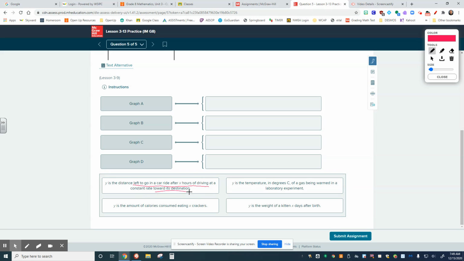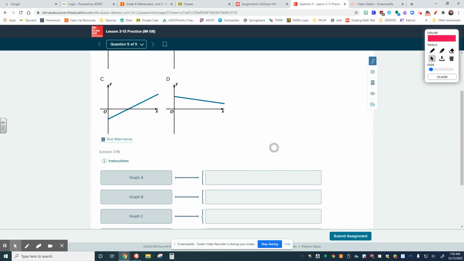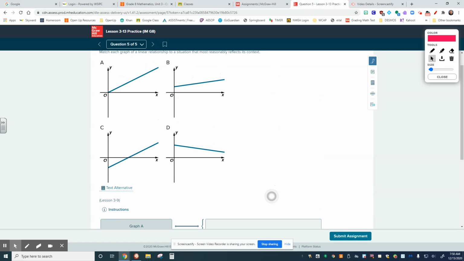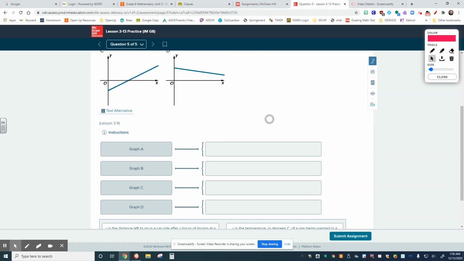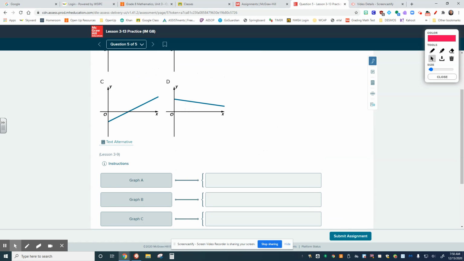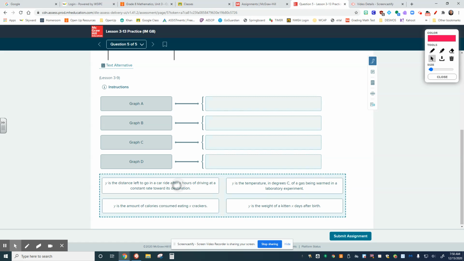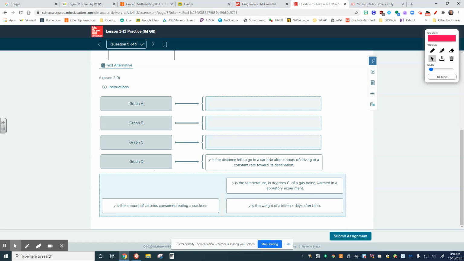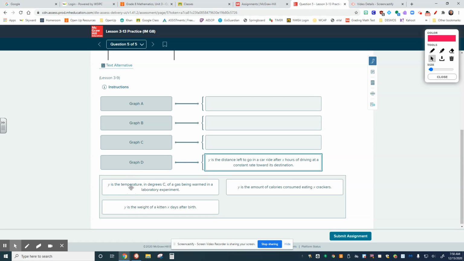The distance left to go means that we are decreasing our distance as we go. That's a big helpful piece because that means now I can look at one of these that shows a decreasing slope. In fact, there's only one of them that's a decreasing slope. That tells me that this is graph D. So I can move this one right in here to graph D. Y is the temperature in degrees Celsius of a gas being warmed in a laboratory experiment.